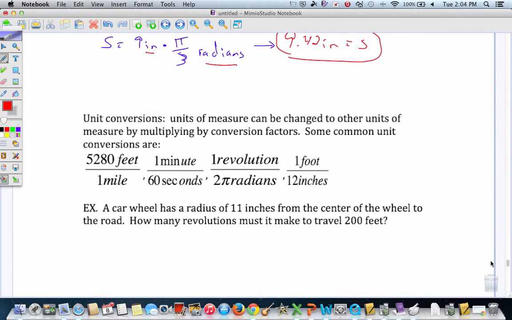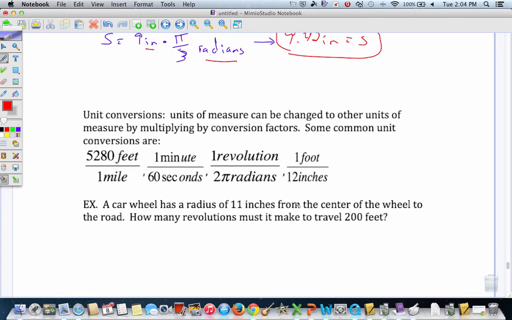As I mentioned previously, conversions, changing one label of measure to another, is a big part of this section. So I have a handful of common unit conversions. There are 5,280 feet in a mile, 1 minute is 60 seconds, 1 revolution is 2 pi radians, 1 foot is 12 inches. Now this is by no means an all-inclusive list.